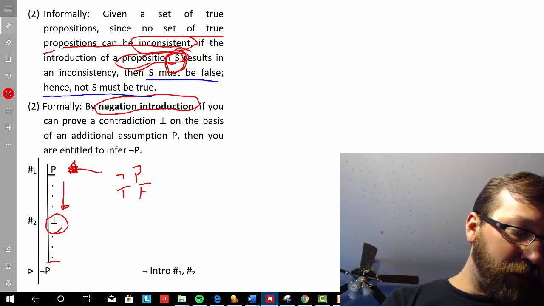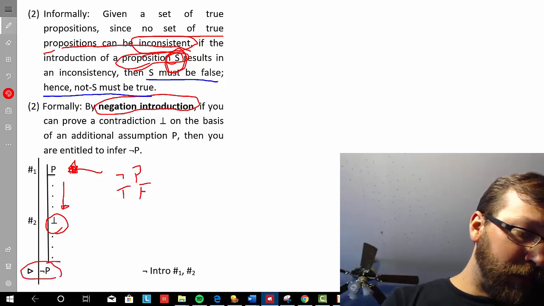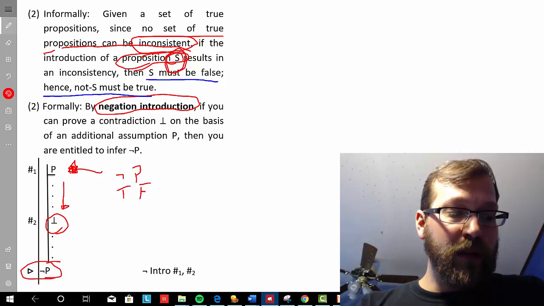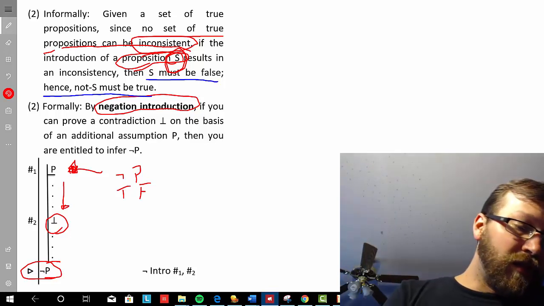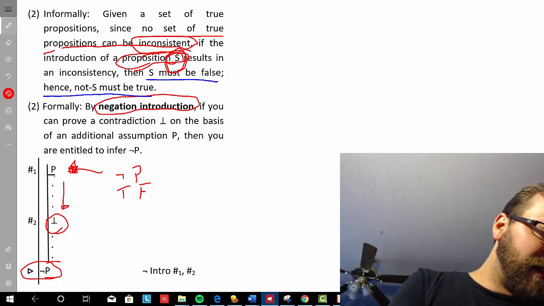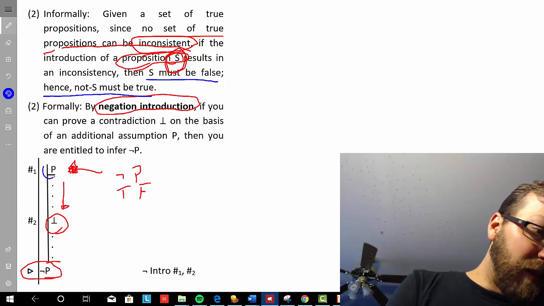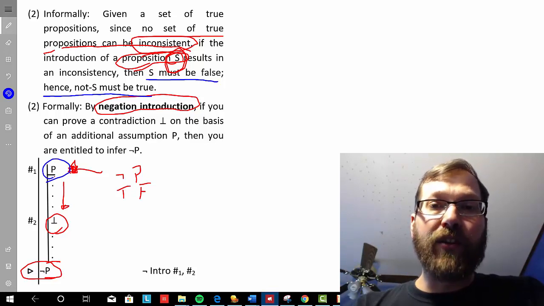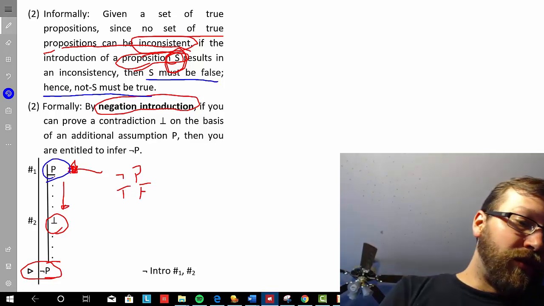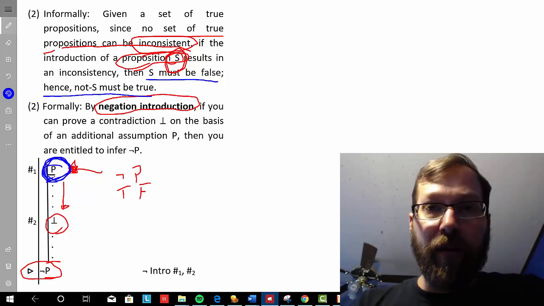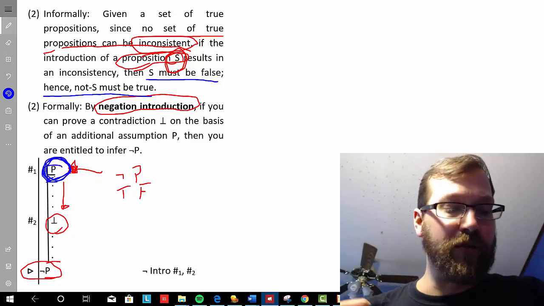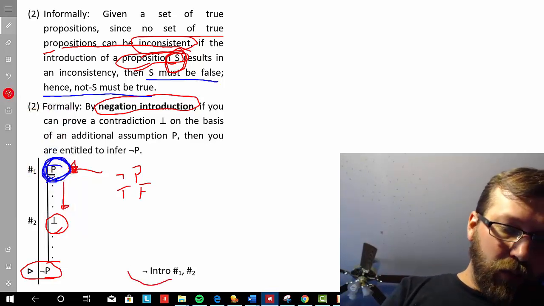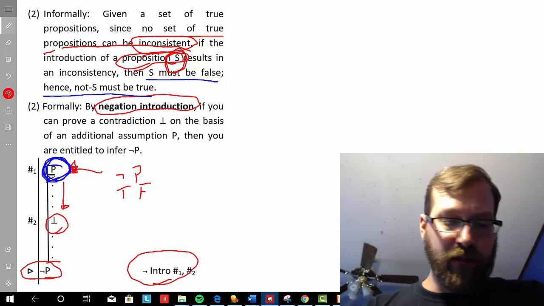So then we can end our subproof and come back out to the main proof with not the case P. So it's always not the case whatever it is that we're assuming up here. So we're always introducing the negation, or adding the negation, to what it is that we started off assuming, the assumption that we introduced. All right, so then we have to cite the rule, negation introduction.